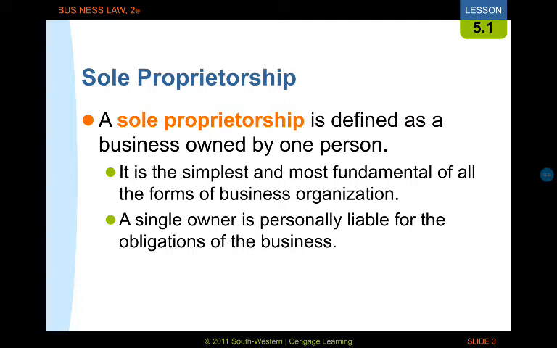A single owner is personally liable for the obligations of the business. Now, some people say that basically is saying you are the business as a sole proprietor because you hold the liability for the business. So you are connected to that business. So if you make a mistake in the business, you are personally liable.